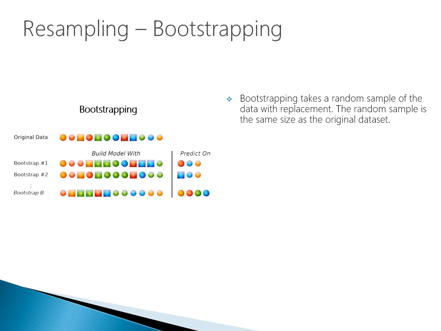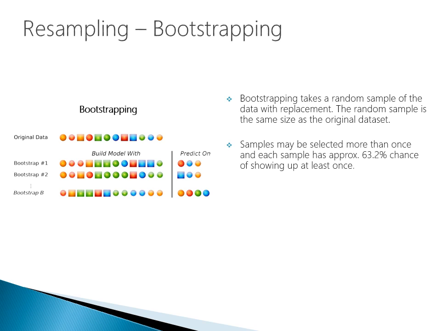Bootstrapping is another valuable technique, and what this does is it takes a random sample of the data with replacement. So we take the original data set, all 100%, and we randomly select a subcomponent that we're going to predict on. We build the model with all of the data and then apply it to just the data that we've held out. And we repeat this process over and over and over.